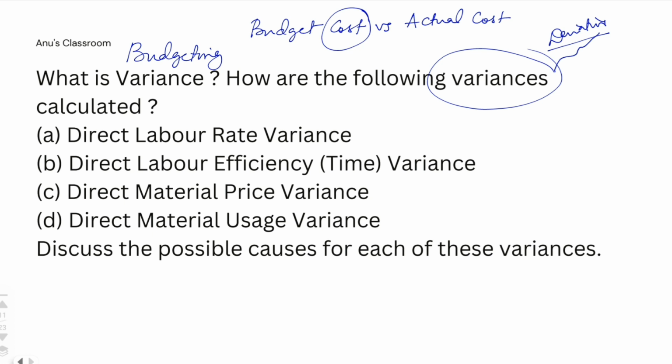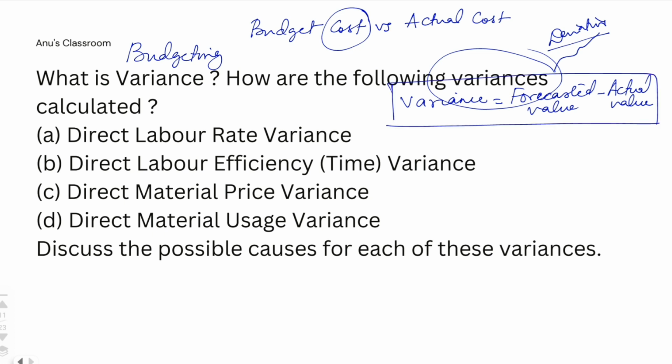That is the deviation from what was expected or what is planned. That is variance. In formula terms, you can express variance as: variance is equal to forecasted value minus the actual value. So the next question is how are different variances calculated and what are the possible causes for each of these variances.